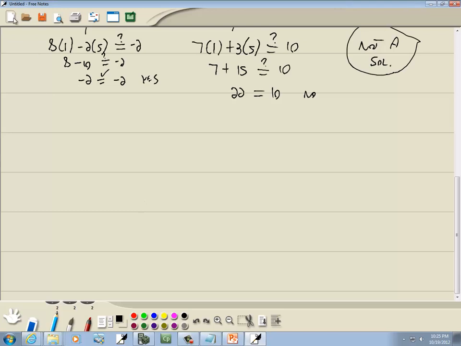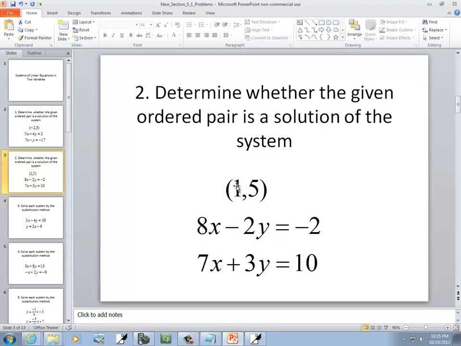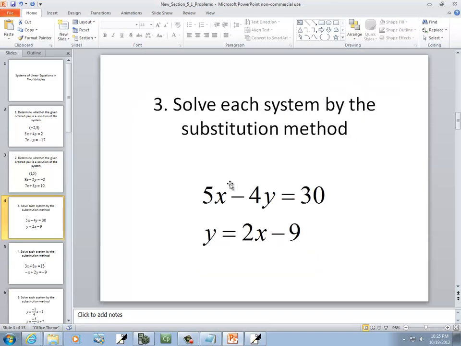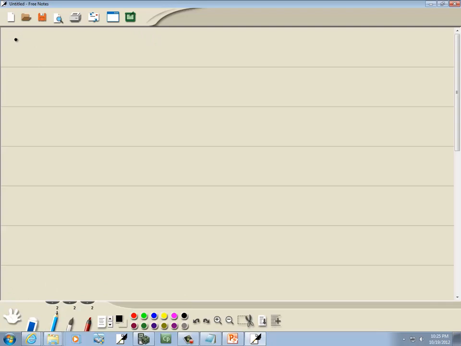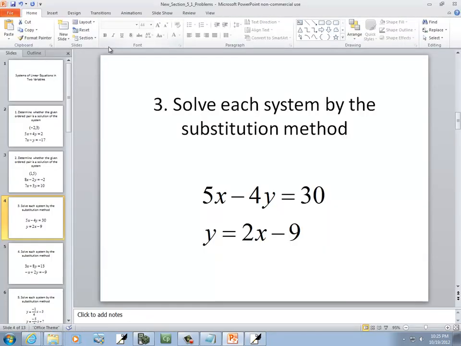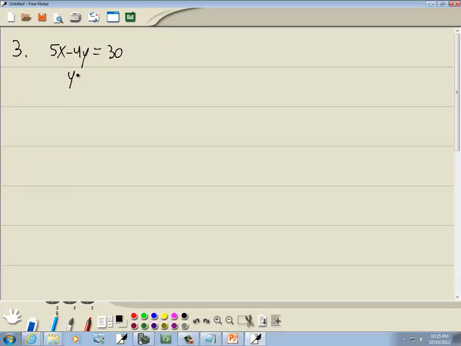Let's start a new page here. And it says solve this by the substitution method. So I got 5x minus 4y equals 30. y equals 2x minus 9. And it says solve it using the substitution method.